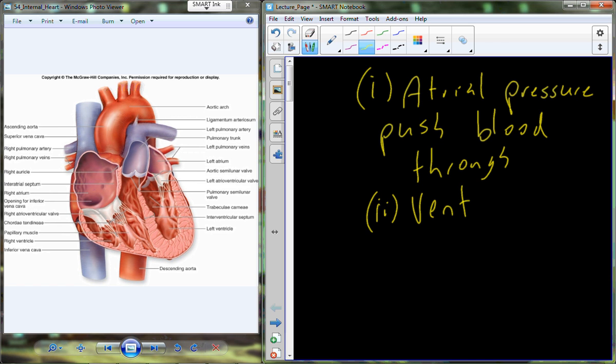So it will be the atrial pressure that opens the valve to allow blood to begin to flow in, and then ventricular pressure that closes the valve.